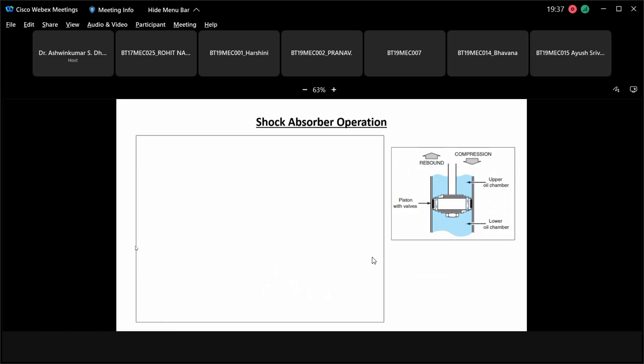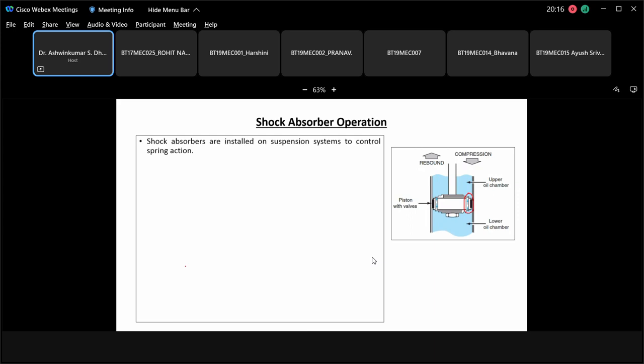Then shock absorber operation. So this is compression and rebound. Just now I have explained this. So this is basically the path of the oil. As you compress, the oil will move upwards from this, and as you rebound, the oil will move from the top portion to the bottom portion. So this is the simple principle of operation of the shock absorber.